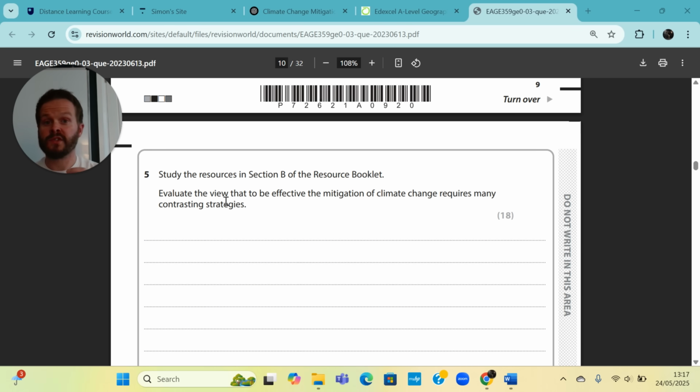So already, before you even start combing through the resources in section B, you can start to think about pre-planning. So what do I actually think about this? Well, yeah, to a certain degree, you can say that contrasting strategies are needed because we're dealing with the global commons here. On the other hand, how many strategies are actually at our disposal? Do we just get this big mix that isn't necessarily working at any scale? Are we wasting money in many places? All of this needs to be considered in our essay, and then we can look at the resource with that lens.